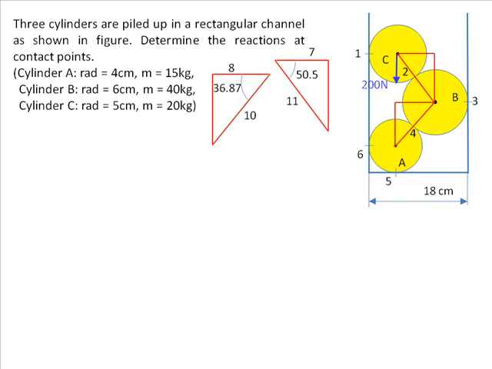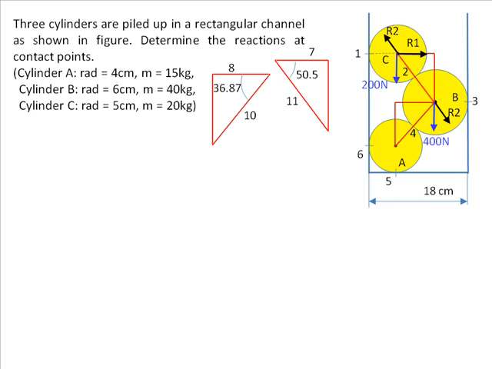Now we draw the free body of the top cylinder. The weight is 200 Newton. From contact point 1 the reaction R1 comes, and then at point 2 it touches cylinder B, so from there the reaction that comes out is R2.